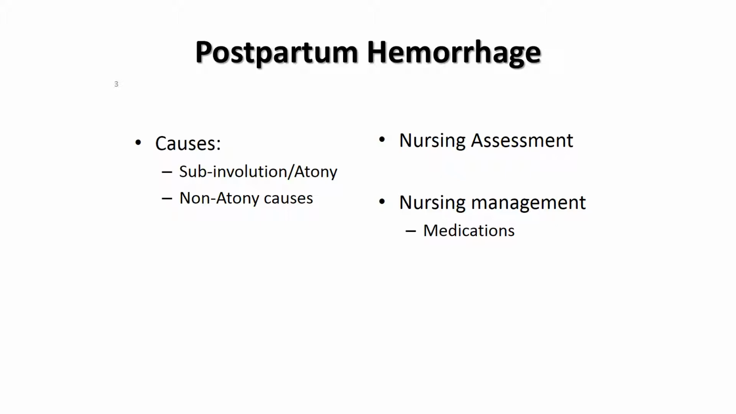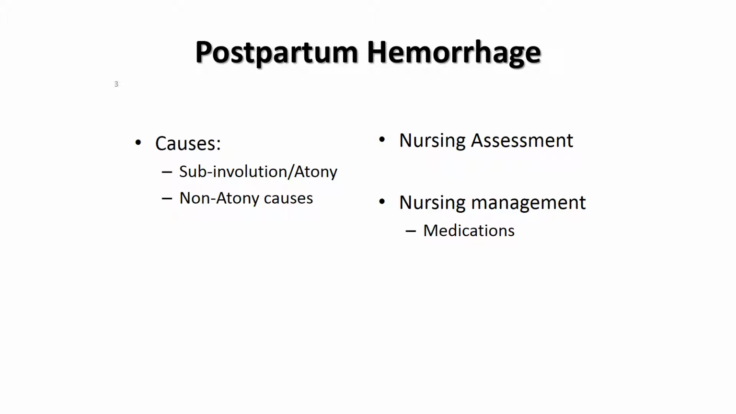We also see things like clots or placental fragments that are left behind. Anytime we have an overdistended uterus, we could have lack of tone. That can be due to triplets or twins, multiples, polyhydramnios, too much fluid, could be excessive use of oxytocin or magnesium. All of those things can contribute to a uterus that does not want to stay contracted down.